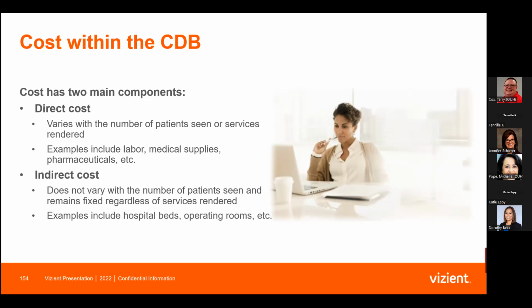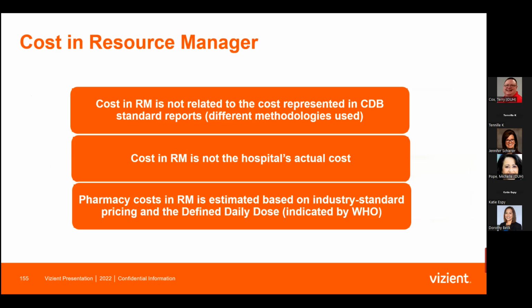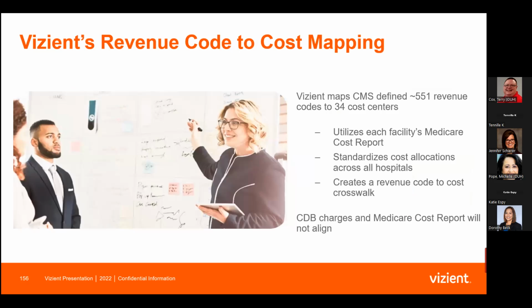So for cost benchmarking, what we do is we assign your different costs into different cost buckets to perform benchmarking. And the way we do that is we look at your revenue codes and we map that to your 34 different cost centers. And then we'll look at your cost to charge ratios, leveraging your Medicare cost report, MCR. And then we standardize that, and that's standard across all hospitals, so we can benchmark. So that's what we use for cost.